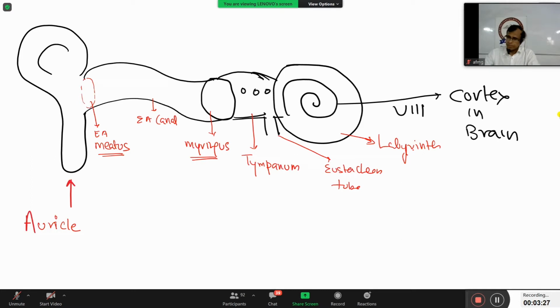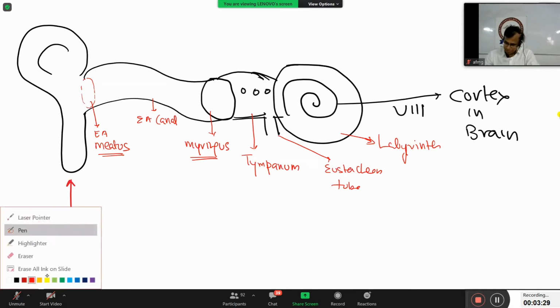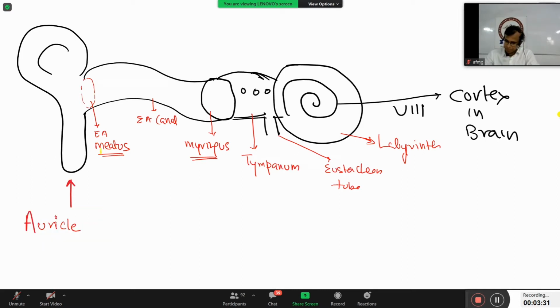Especially meatus. Meatus is important. Myringa is important. And tympanic is important. These 3 terms are extremely important. Meatus, myringa, and tympanic.